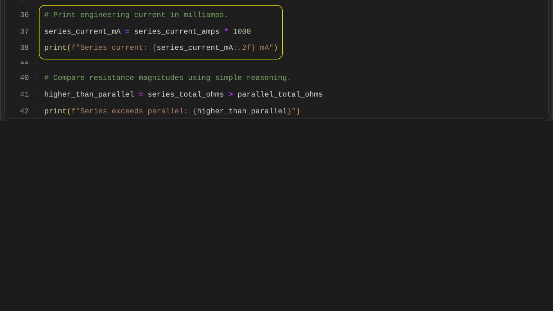Convert current from amps to milliamps by multiplying the amp value by 1000. Then display the result to 2 decimal places so the series circuit current is clear, precise, and easy to read.